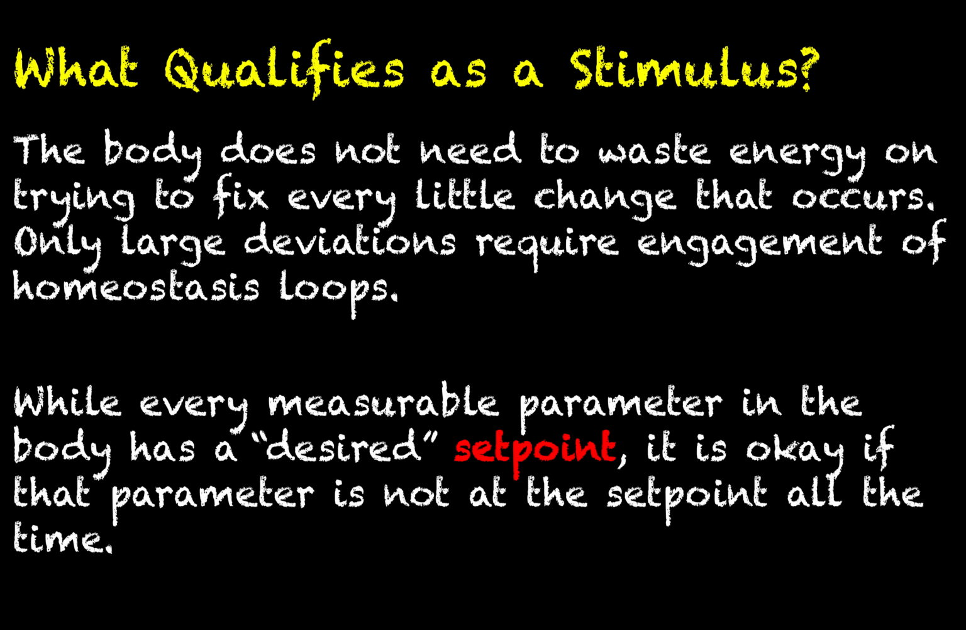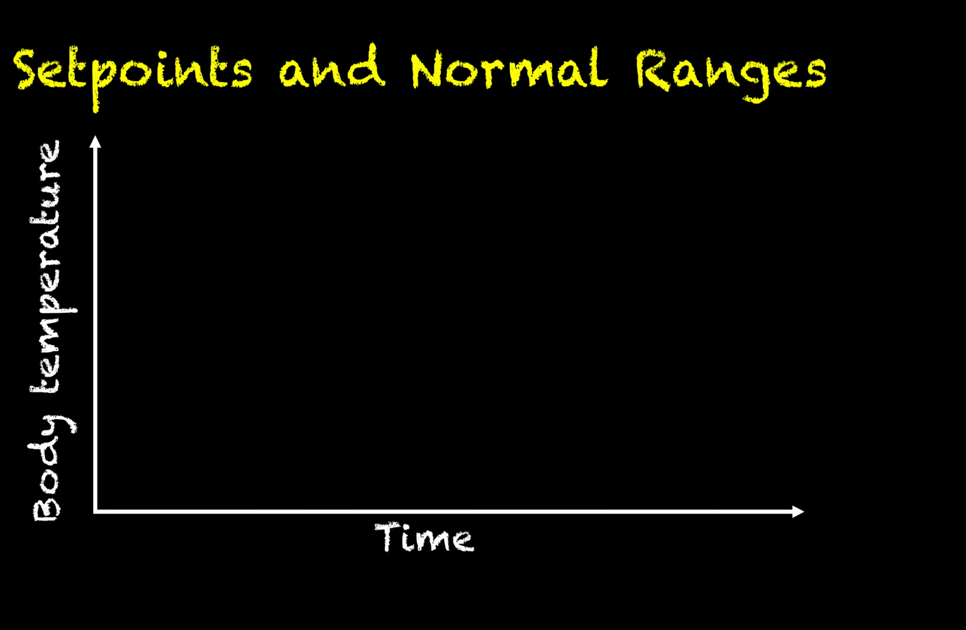That is not exactly what the body temperature has to be every single second of every single day. It's not the end of the world if your body temperature is 98.0 or 98.9. In fact, that is very, very normal. It's okay if the parameter is not at the set point all the time.